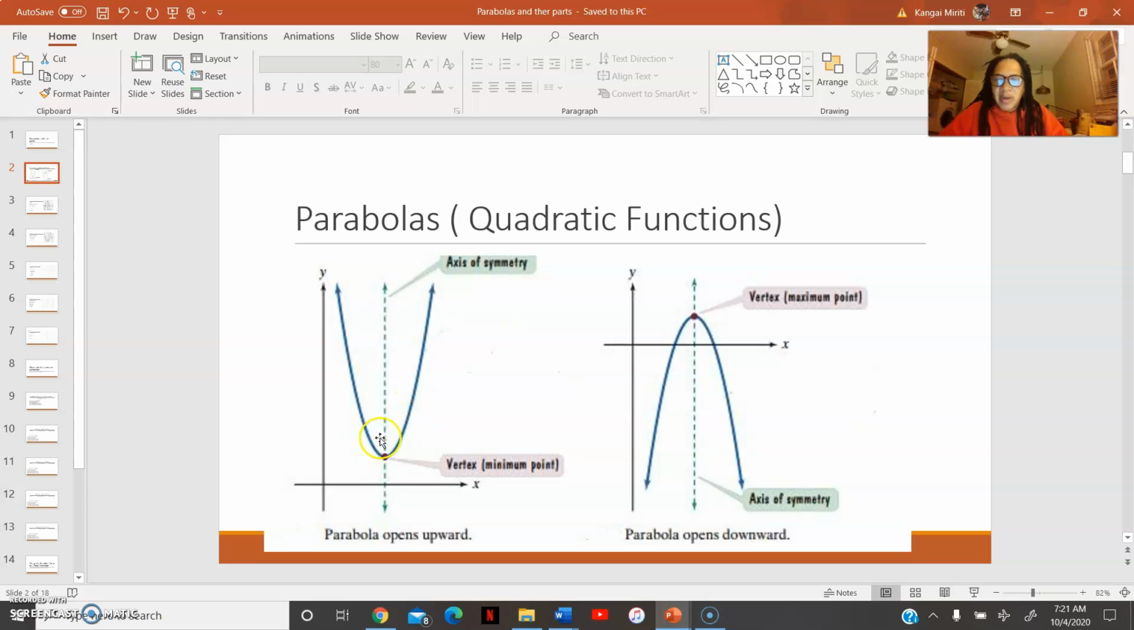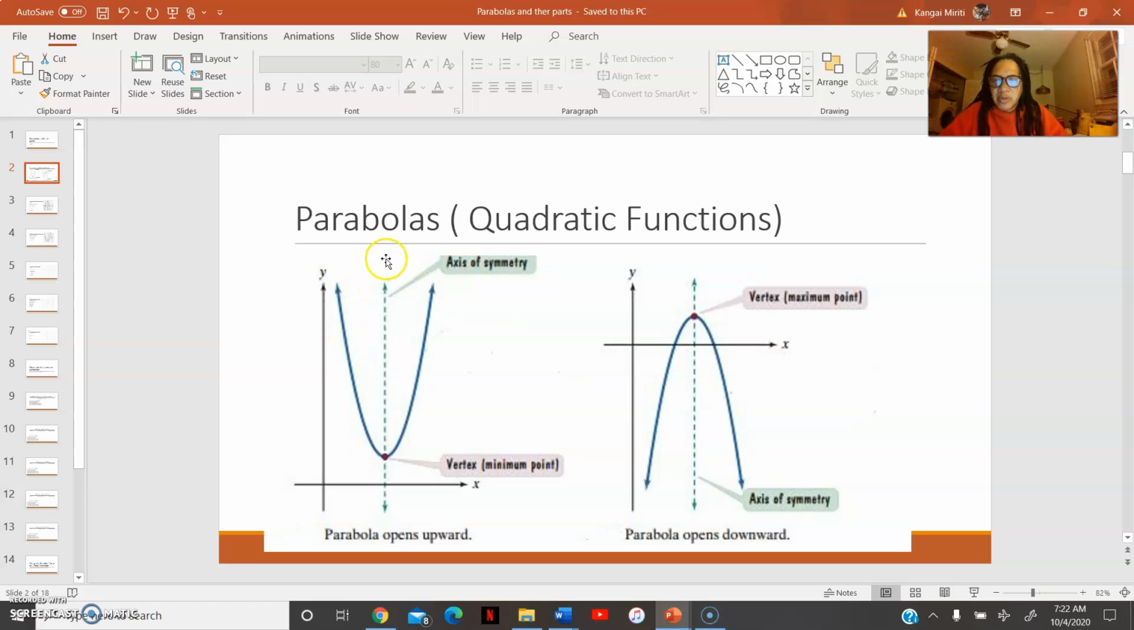What's special about parabolas? They have a very, very bottom point, which is called the vertex, or a very, very top point that's called the vertex. When it's the very bottom point, it's called the minimum point. When it's the very top point, it's called the maximum point.